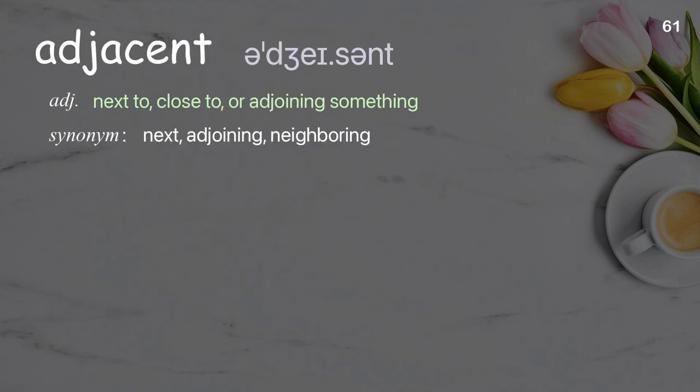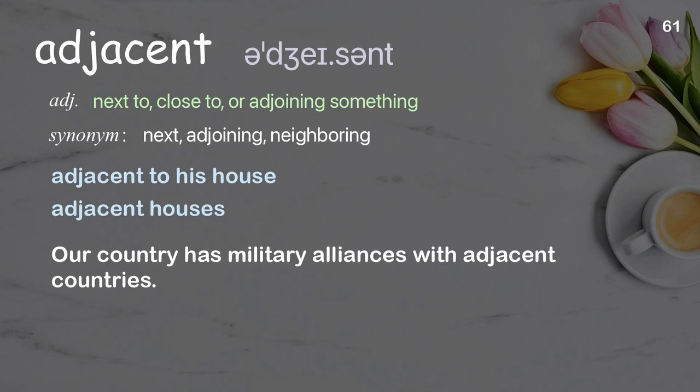Adjacent. Next to, close to, or adjoining something. Examples. Adjacent to his house. Adjacent houses. Our country has military alliances with adjacent countries.